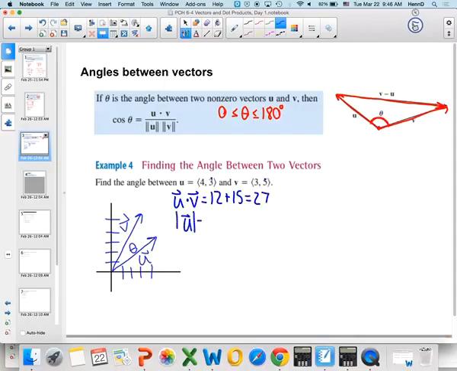What's the magnitude for u? Square root of 9 plus 16, that's 25, so our magnitude is 5. Okay?